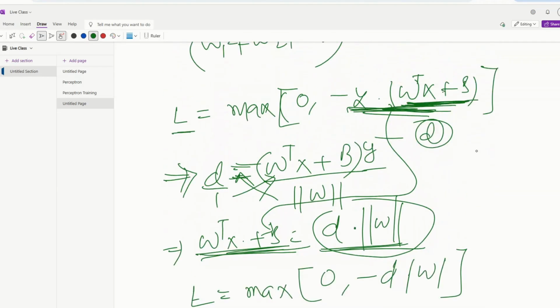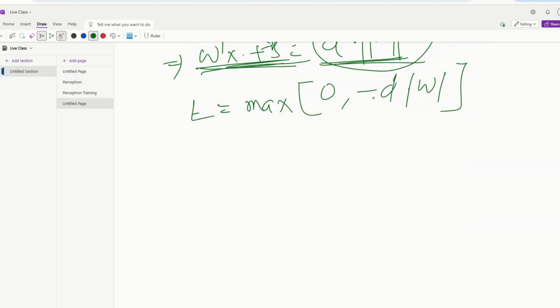It is very simple math, my friend. Here I'm just writing it into a d term. I just want to rewrite the whole term into a distance term. That's my intention. So I can write L is equal to max of 0 minus d multiplied by the norm. Can I rewrite this the same way?